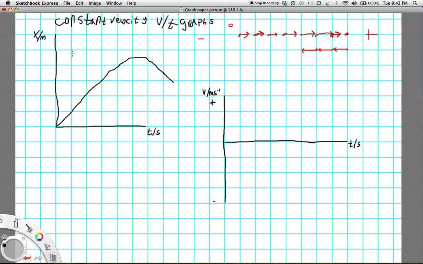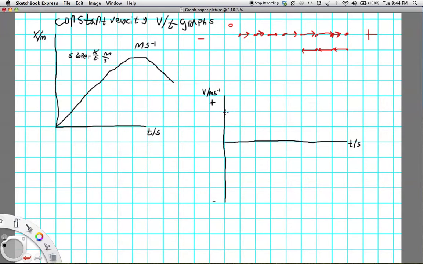And remember, the slope equals x over t, or meters per second. I can also write meters per second as ms to the negative 1. Notice here my velocity time graph is v in meters per second with t over here.